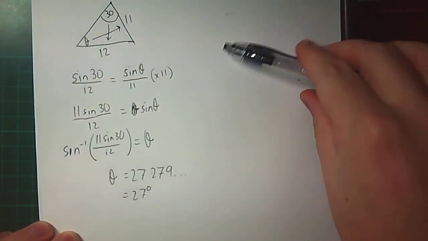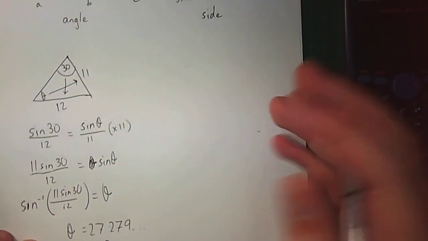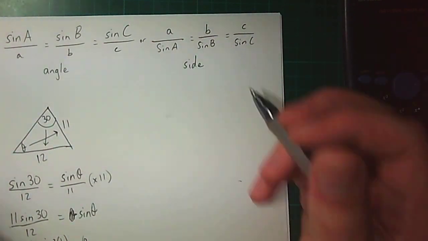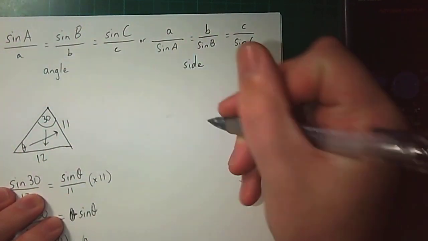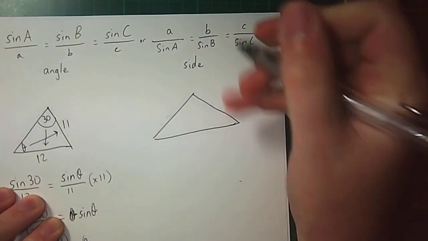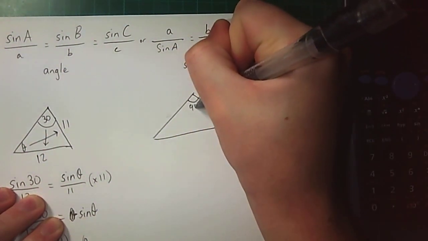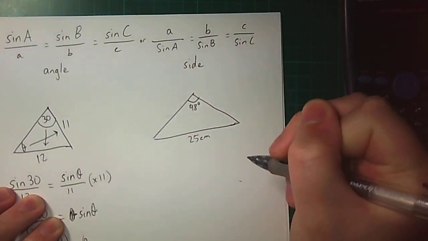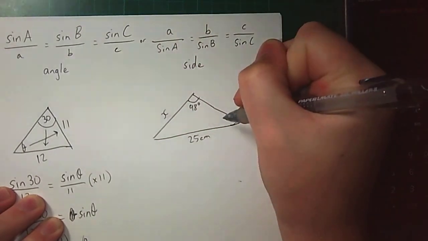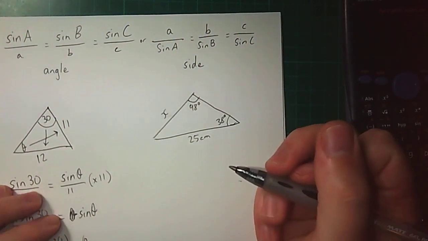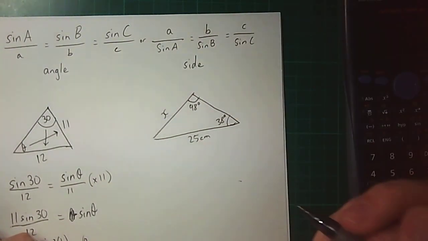Now we're going to do the same thing, but we're going to be using this form of the sine rule, and that will help us get the side. So say we're given a triangle. We'll have 98 degrees here with 25 centimeters here. We don't know what this side is, but we know this angle is 38 degrees. Okay, so now we'll put that information into this formula.